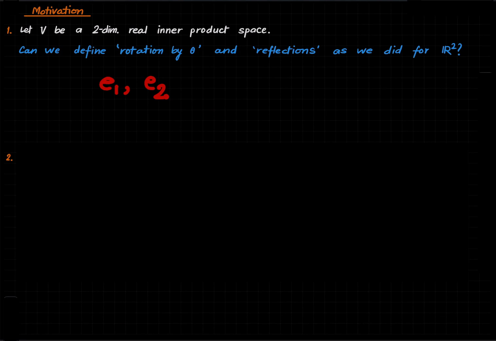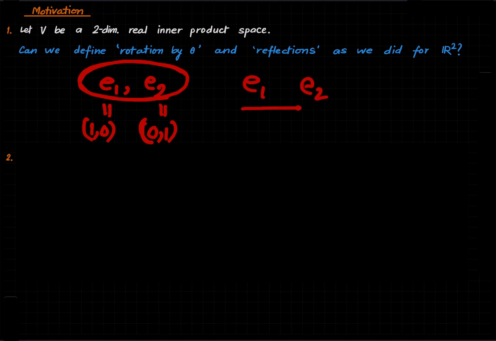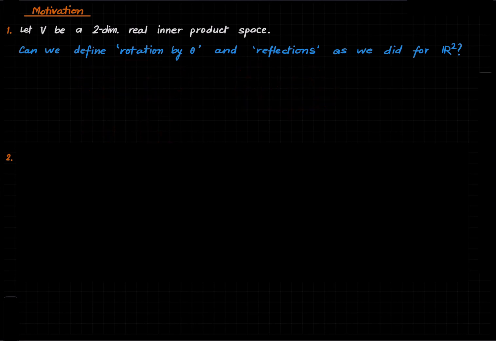In R2, we have the standard basis, e1, e2. e1 is, of course, the vector (1, 0), and e2 is (0, 1). And in all our definitions, we had this implicit ordering available to us. e1 came before e2, and all the definitions were kind of using this implicit ordering. We were, in some sense, preferring e1 over e2, whatever that means. But in an abstract vector space V, there is no such thing.